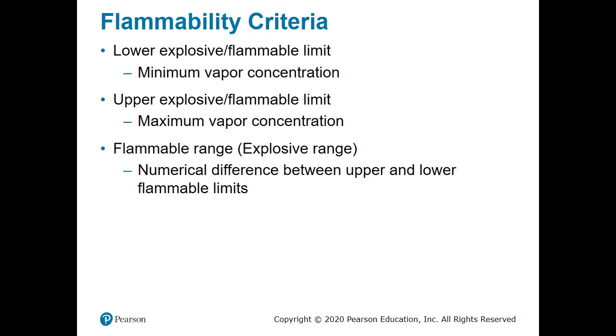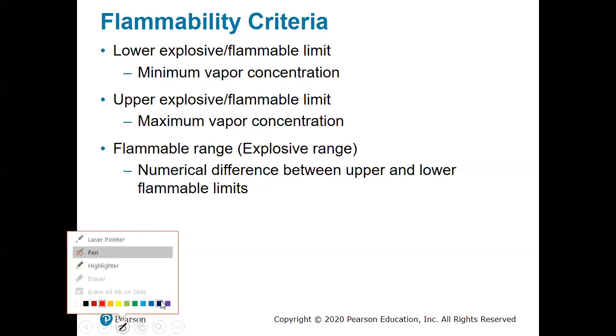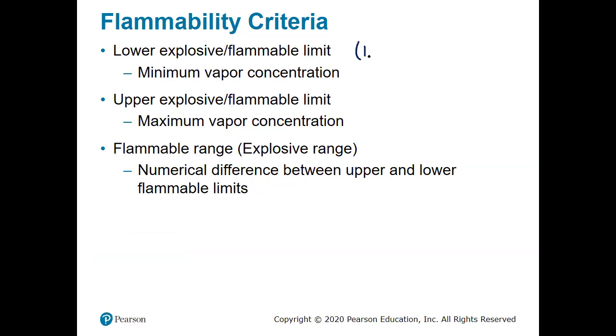So when it comes to flammability criteria, there are generally three measurements that we use to determine if something even burns at all. The first is called the lower explosive or lower flammable limit. We refer to this as LEL most commonly, the lower explosive limit. And this would be the minimum vapor concentration of a flammable in the air that would allow it to ignite.